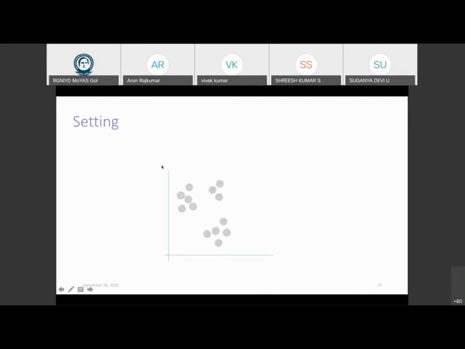The setting is that you are given a bunch of data points like this, and I am not telling you anything about what these data points are. But if I ask you to group these data points into meaningful groups, whatever meaningful means to you, how would you do that? First of all, how many groups do you think are there in this data set? Can you type your answer in the chat? Okay, 3. Most of you think there are 3 groups in this data set.